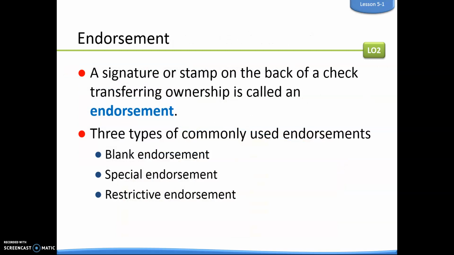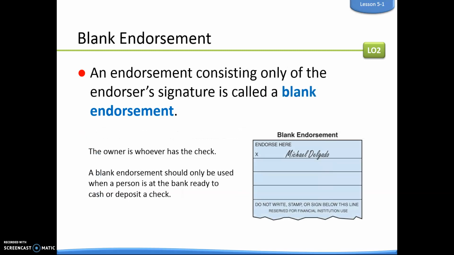Now, anytime that you are going to cash a check, you have to do what's called an endorsement on that check. And so an endorsement is a signature or stamp on the back of a check that transfers ownership. There are 3 types of commonly used endorsements. You will need to know all 3. The first one is a blank endorsement, the second is a special endorsement, and the third is a restrictive endorsement.